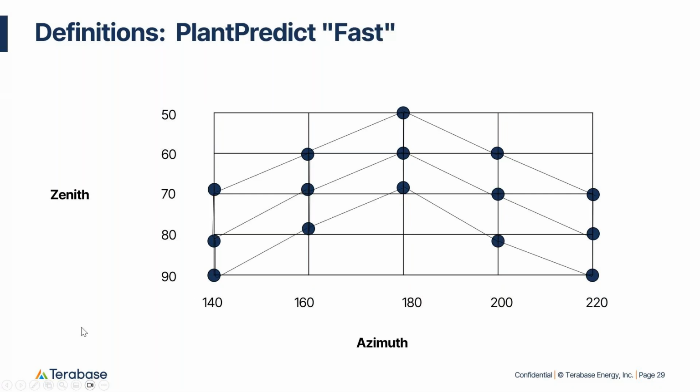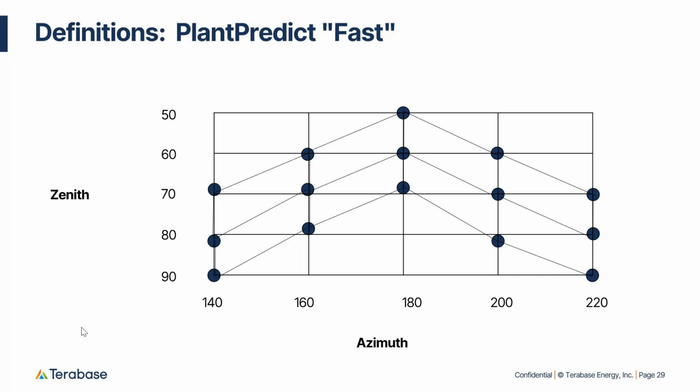And that's in contrast to PlantPredict's way of doing it, which creates a fuzzy grid. Basically, we do a search throughout your weather file to find, at 70 degrees of zenith, 140 degrees of azimuth, what is the closest sun angle that we can find in your weather file, and then use that as a grid point.